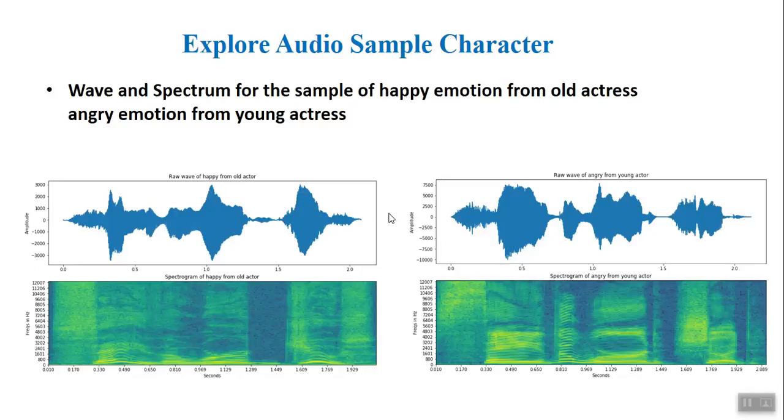Here are the audio sample characteristics from the old actress and young actress. The left is the happy emotion, and the right is the angry emotion. We can find out that different emotions have different audio shapes, and this is the spectrum of the audio shape. Zoran talked about this spectrum in class. It's basically the intensity of the spectrum, which is the loudness of the speech.